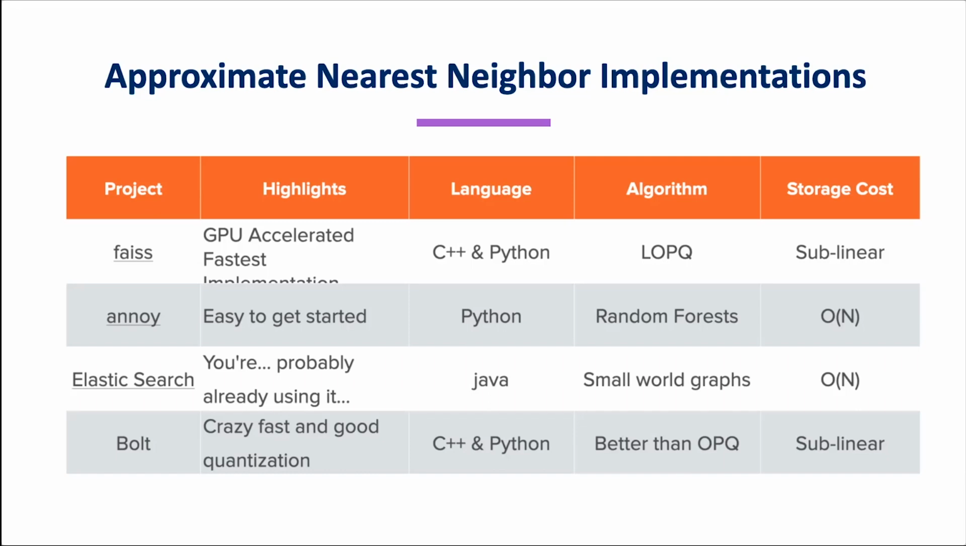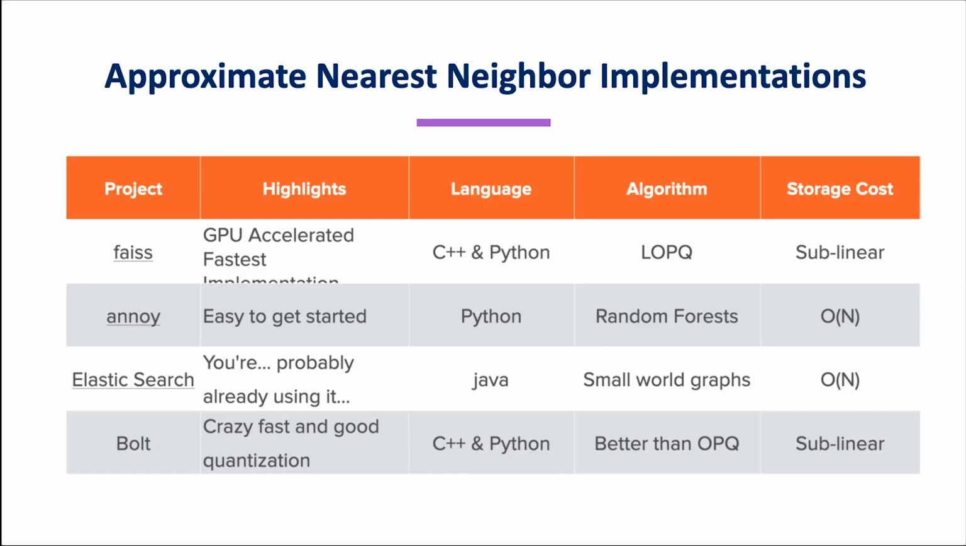There's also one from Spotify called Annoy that just does KD trees, random forests on your disk. Again, we didn't go with that because the storage cost was linear. We needed to compress it. Elasticsearch also, as of 2019, supports approximate nearest neighbor search. They're using small world graphs, which still have a linear storage cost. But if you're already using Elasticsearch for other stuff, it's a pretty easy way to get started. You just have to be careful that Elasticsearch storage clusters need to scale with your data. So watch out for that.